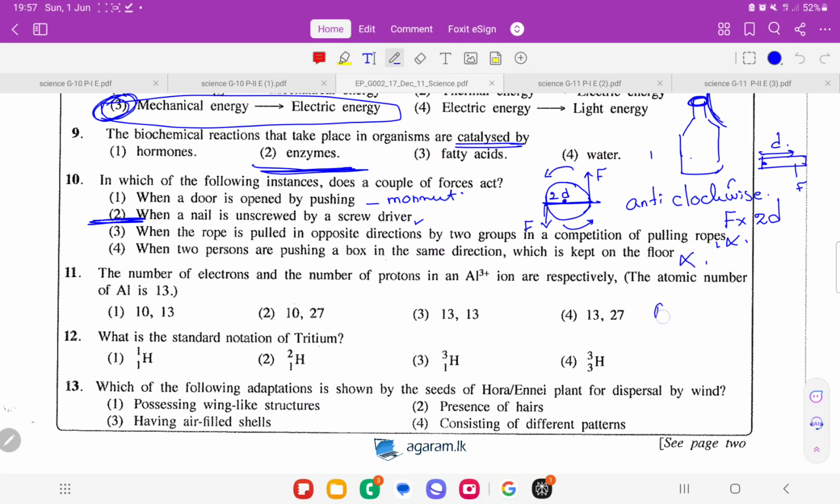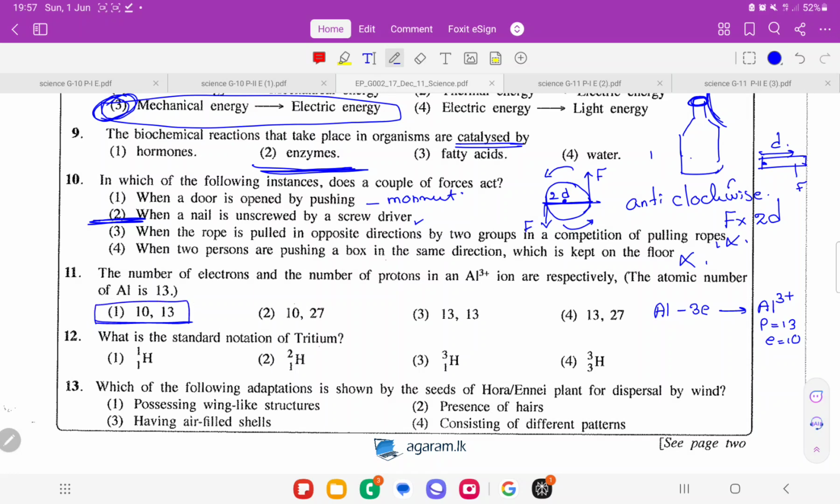So then aluminium needs to remove 3 electrons to become Al3+, right? After removing 3 electrons, it will become Al3+, because at the neutral position aluminium proton count and electron count are the same, proton 13, electron 13. But after that, what happened? Proton count is the same, electron count will become 10, right? So respectively they ask the electron count first. Electron count 10, proton count 13.